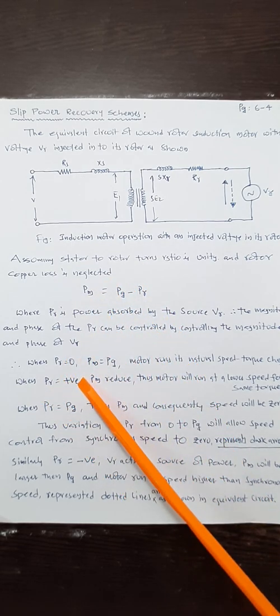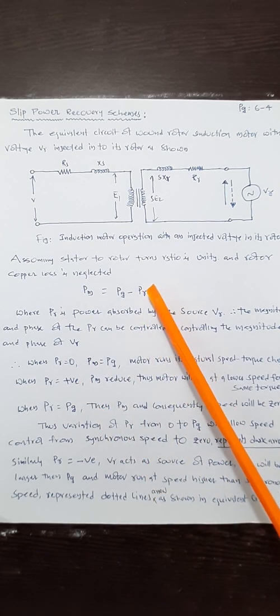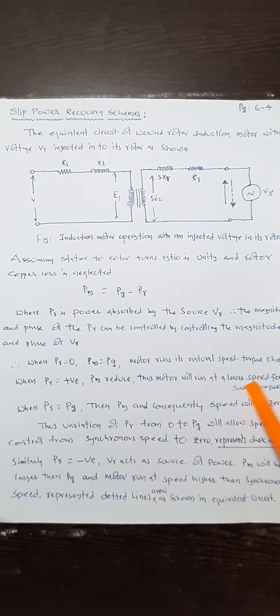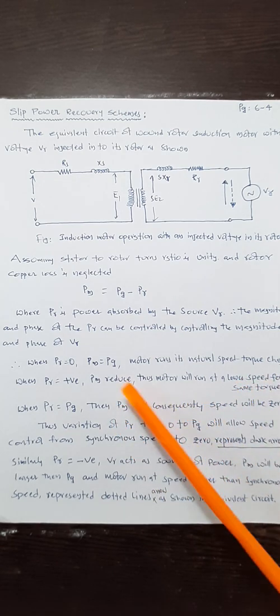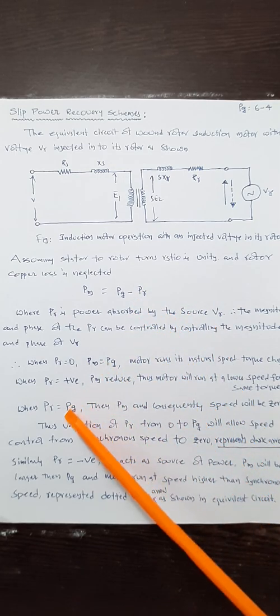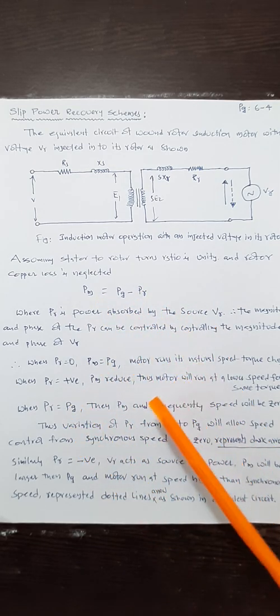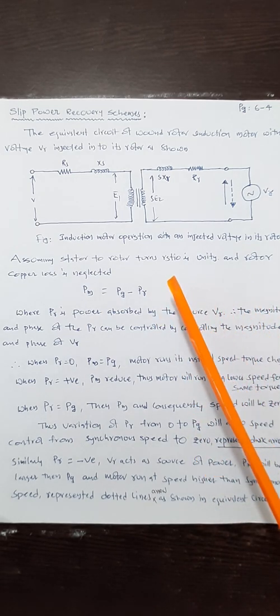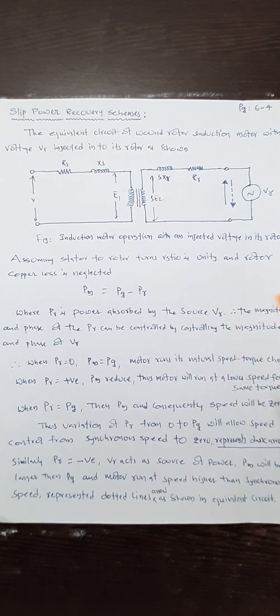When PR is positive, it is subtracted from the PG, resulting in PM being reduced, thus the motor will run at a lower speed for the same torque. Similarly, if PR is equal to PG, in this case the output power PM is equal to 0 and consequently the speed will be 0. So the conclusion here is that PR varying from 0 to PG will allow speed control from synchronous speed to zero speed. This is represented by the dark arrow on the upper side.